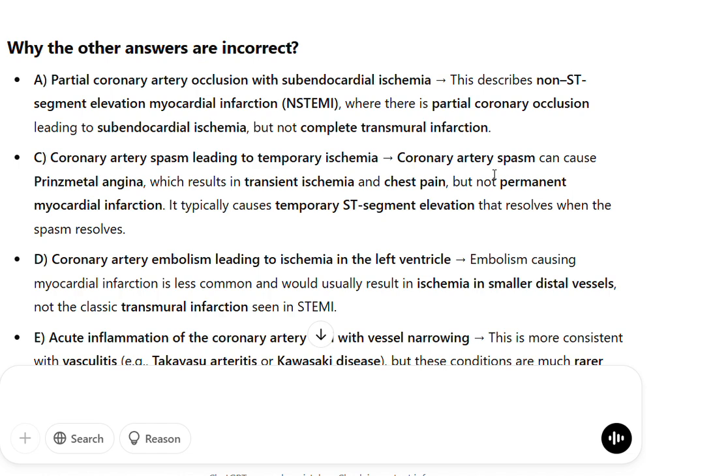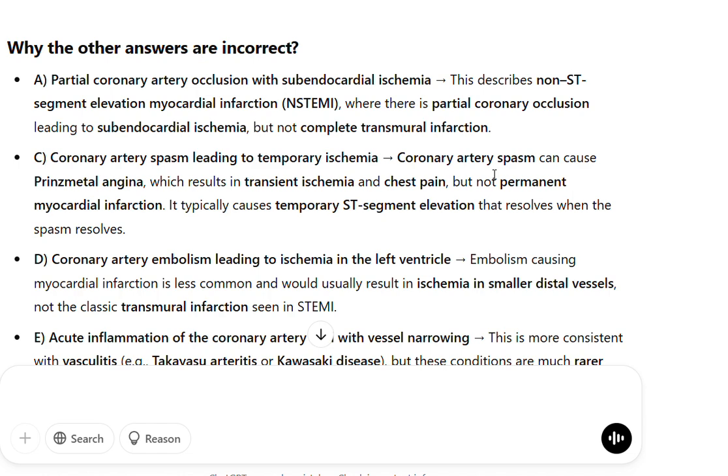C. Coronary artery spasm leading to temporary ischemia. Coronary artery spasm can cause Prinzmetal angina, which results in transient ischemia and chest pain, but not permanent myocardial infarction. It typically causes temporary ST segment elevation that resolves when the spasm resolves.